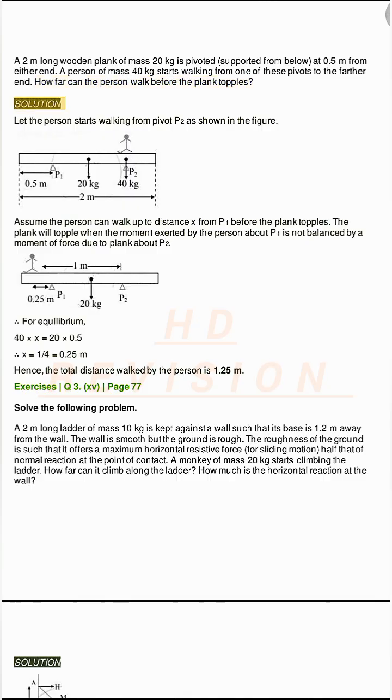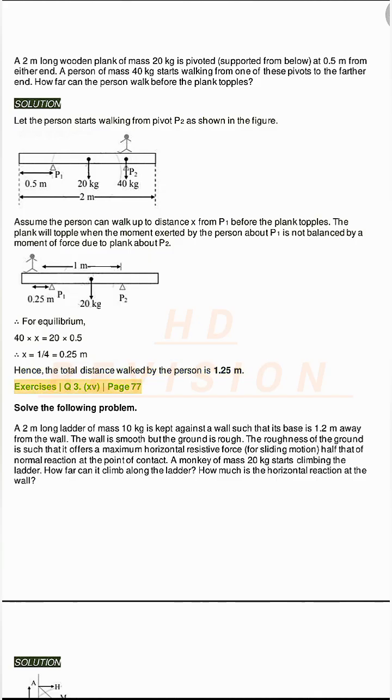Solution. Let the person start walking from pivot P2 as shown in the figure. Assume the person can walk up to distance x from P1 before the plank topples. The plank will topple when the moment exerted by the person about P1 is not balanced by a moment of force due to plank about P2. Therefore, for equilibrium, 40 times x equals 20 times 0.5. Therefore x equals 1/4 equals 0.25 meters. Hence, the total distance walked by the person is 1.25 meters.